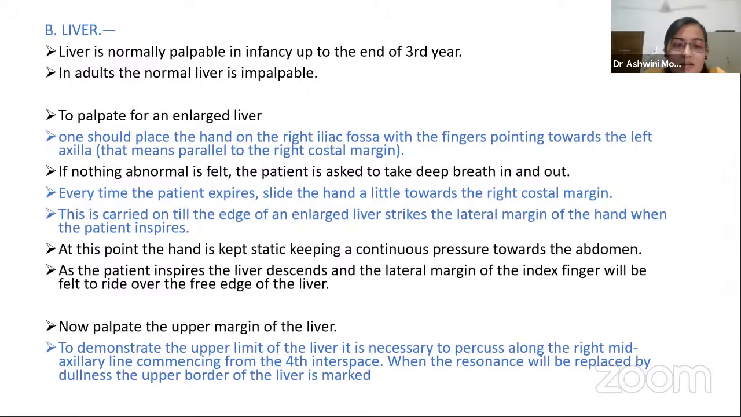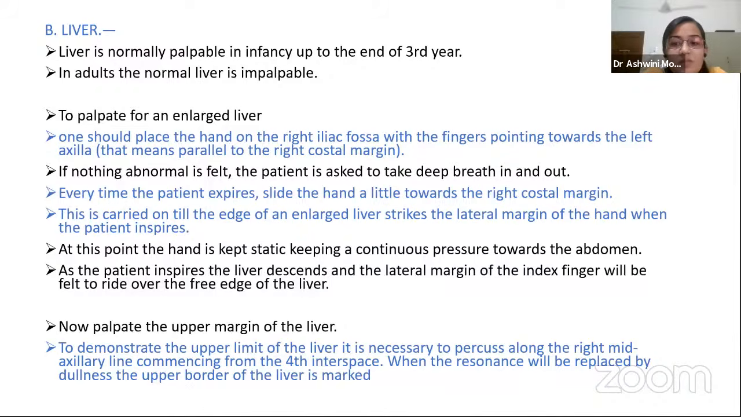So we mark this site and we will now move on to the upper margin of the liver. Sometimes, if we are able to palpate the liver, that doesn't mean that it is enlarged, as in a few cases it will be pushed downwards, maybe due to any lung pathology or right-sided lower thoracic pathology. So we have to check for the liver span, the whole span. So how to check the liver span? By palpating the upper margin. The upper margin we won't be able to palpate; we have to percuss for that. To demonstrate the upper limit of the liver, it is necessary to percuss along the right mid-axillary line, commencing from the fourth interspace.